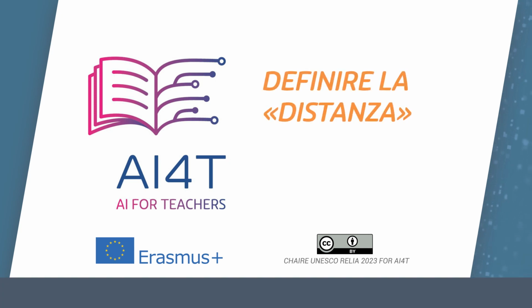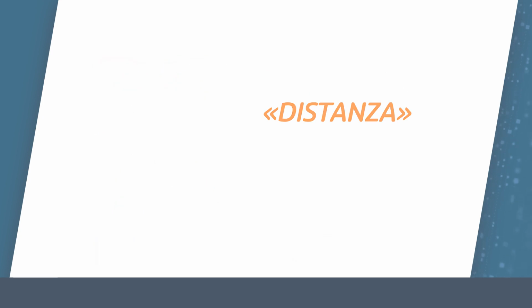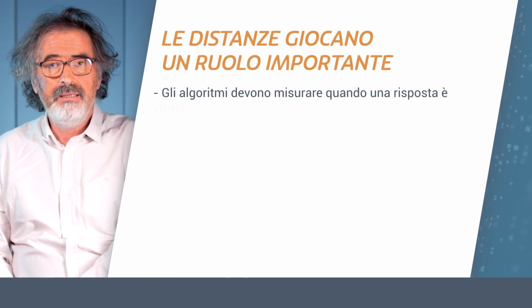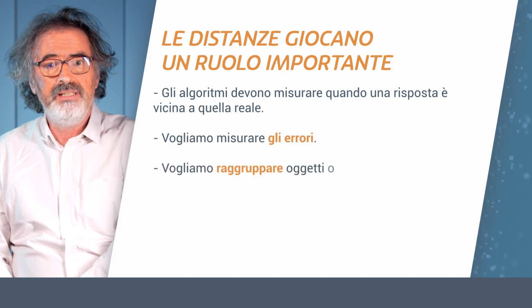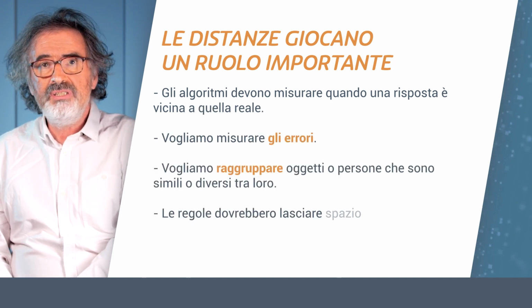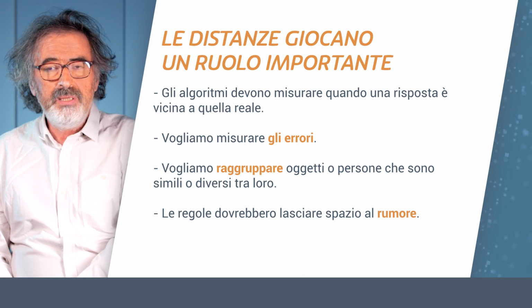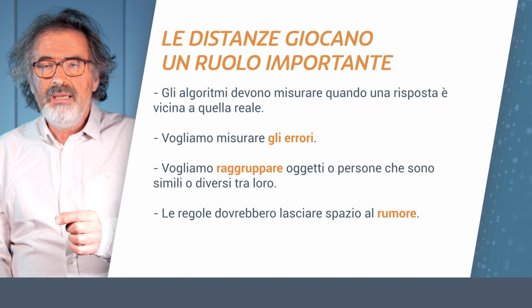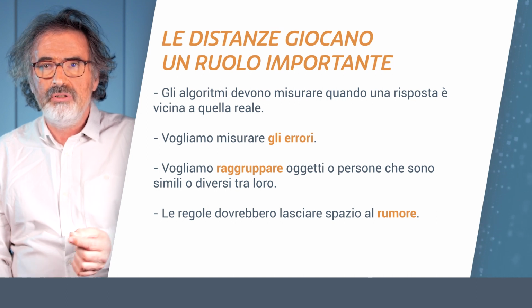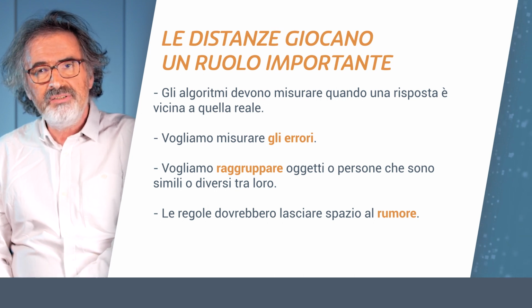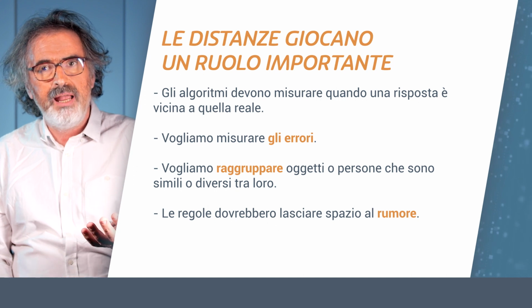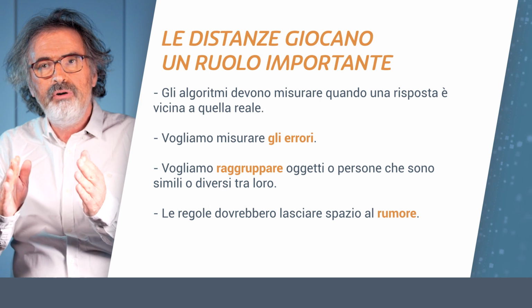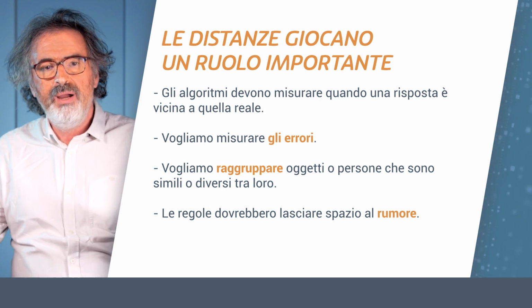Let's talk about the edit distance. Distances play an important role in machine learning and therefore also in artificial intelligence. We use distances in algorithms to be able to measure how close we are to a solution, to see if there is a huge error or not. We also use distances when we run clustering algorithms to be able to say that two objects are close to each other, or on the other hand, that they are far away.